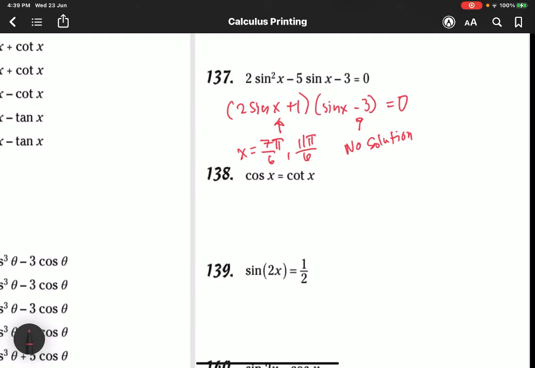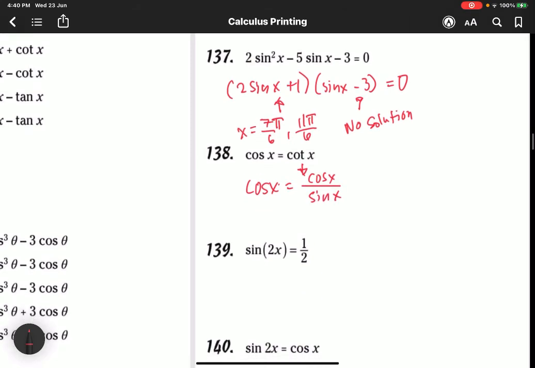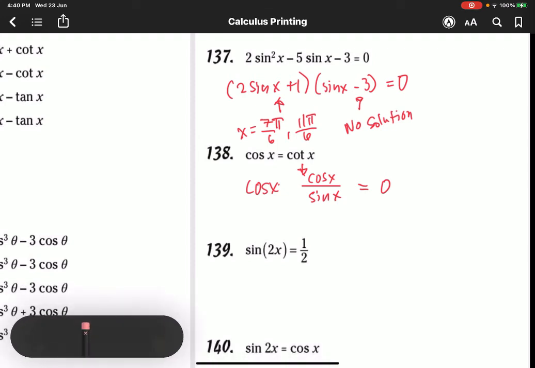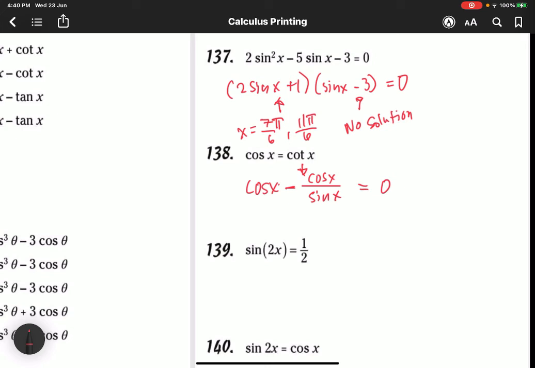138. One side of the equation, kukunin natin yung identity niya. So cotangent kasi is equal to, sulat natin, cosine x is equal to, using the identity, cosine x over sine x. Then we will have equal 0. Teka, maling nasulat ko. Ay, lilipat pa pala natin. Ay, lipat natin, gawin natin negative. Yan, naging 0 na siya sa kabila.